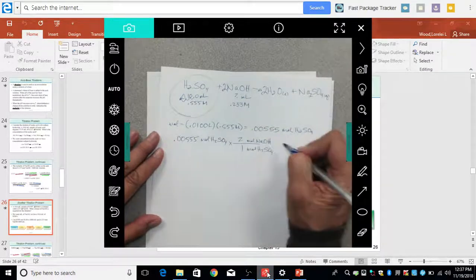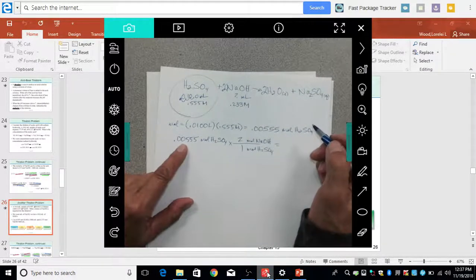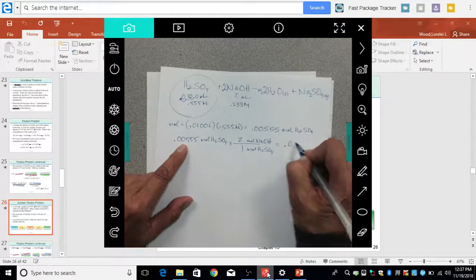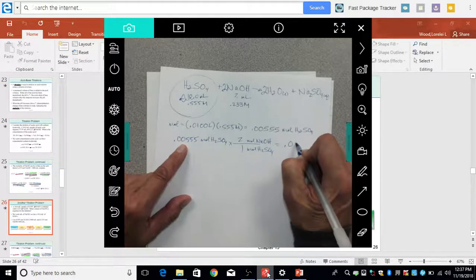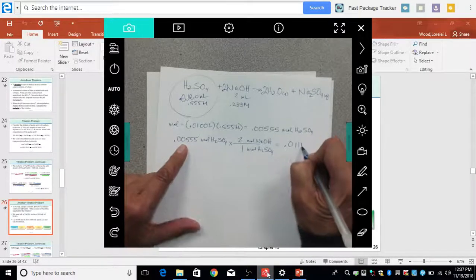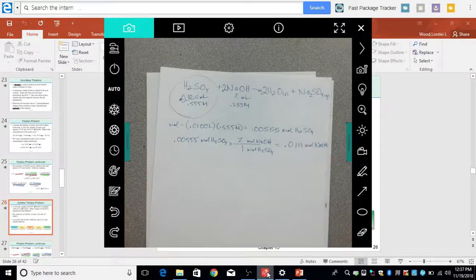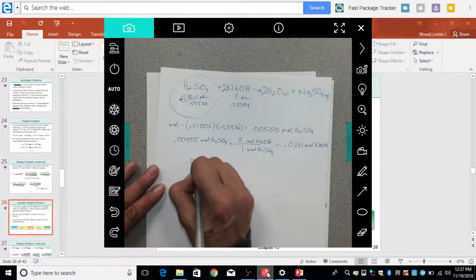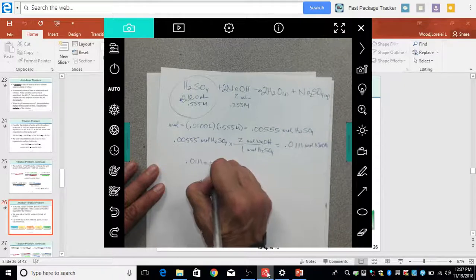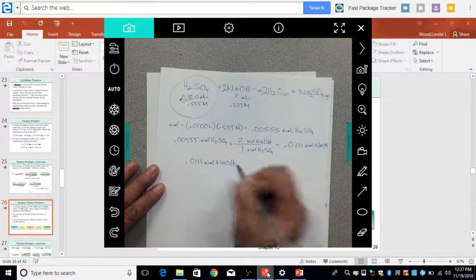What are the coefficients that go here? 2 to 1. So that means that would be, oh boy, 0.01 something? 0.0111. Thank you. And what are my units and substance here? Moles of sodium hydroxide. All right, we're getting closer. Is that my answer? No, not quite. So if I got 0.0111 moles of NaOH, what am I going to do with that?